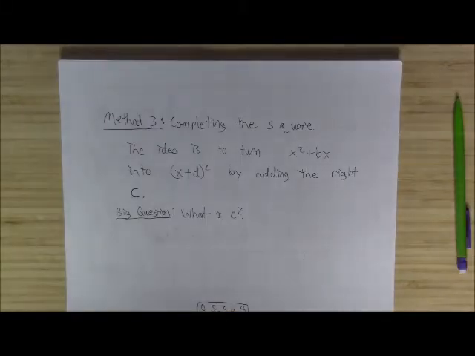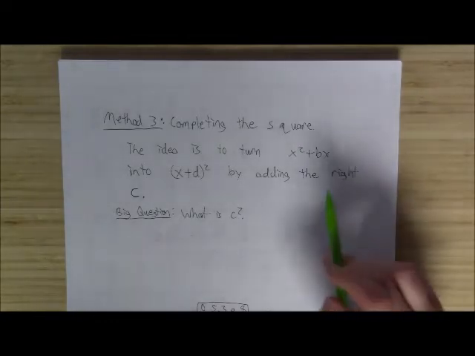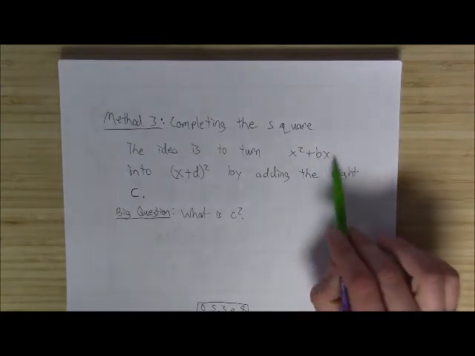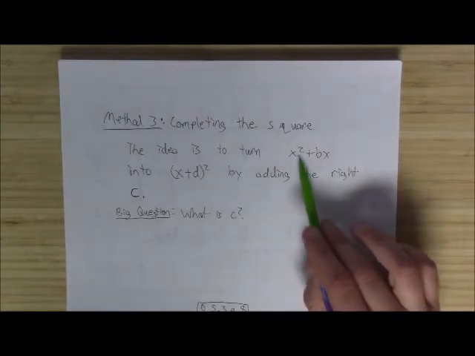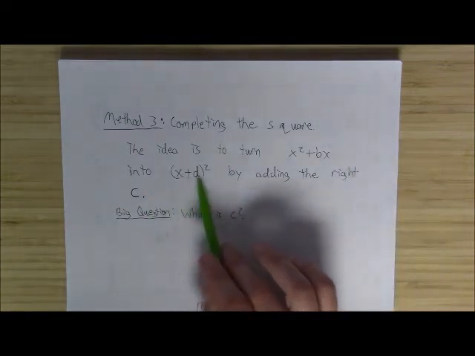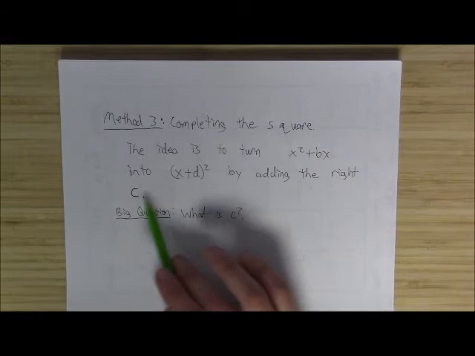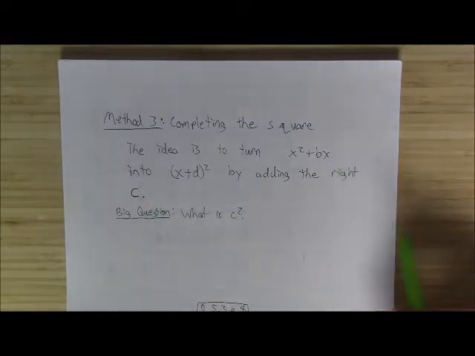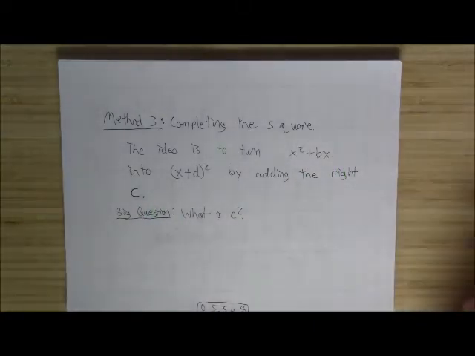Now, with method 2, we can actually expand this into something called completing the square. The idea of completing the square is to turn a partial quadratic of the form x squared plus bx into a perfect square, x plus d quantity squared, by adding the correct c. The problem here is to figure out what c is.